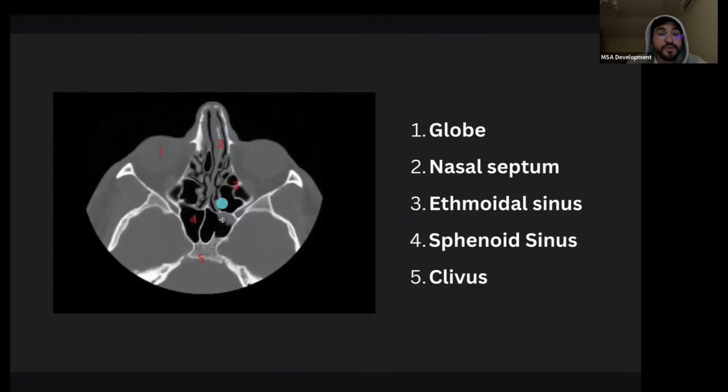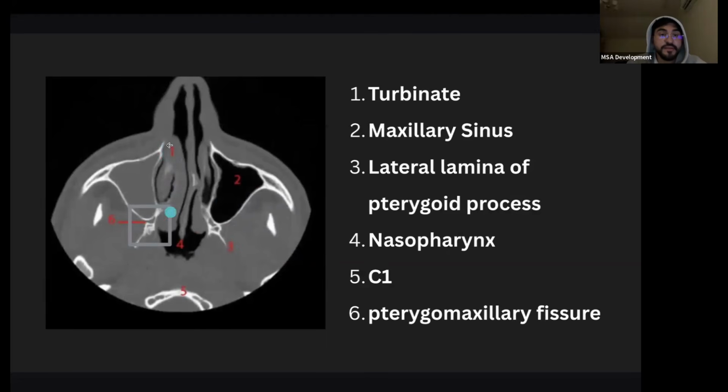All right, here, this is your ethmoidal sinus. This is your sphenoid sinus, and this is your clivus right here. Okay. Then this is the turbinate. This is maxillary. You can see here it's opacified. This patient can have sinusitis actually. Okay. Then you have the lateral lamina of the thyroid process. Here you have the nasopharynx. This is your C1. And this is the pterygomaxillary fissure that takes the pterygopalatine fossa to infratemporal fossa.